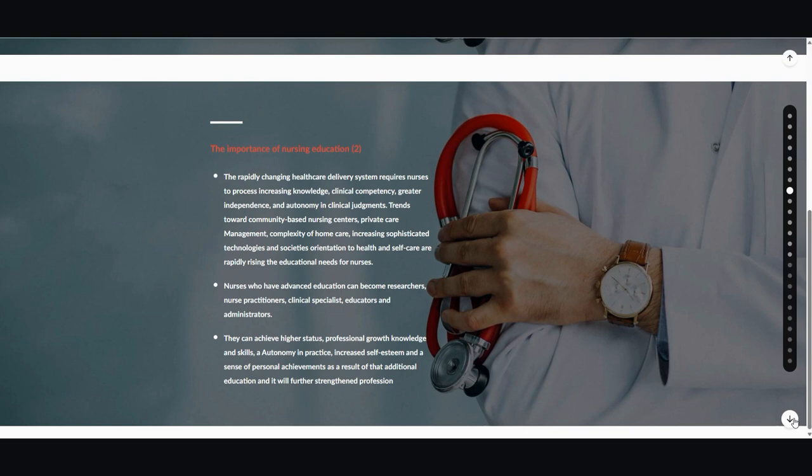Nurses who have advanced education can become researchers, nurse practitioners, clinical specialists, educators, and administrators. They can achieve higher status, professional growth, knowledge and skills, autonomy in practice, increased self-esteem, and a sense of personal achievement as a result of the additional education that strengthens their profession. So we always encourage you to pursue higher education.